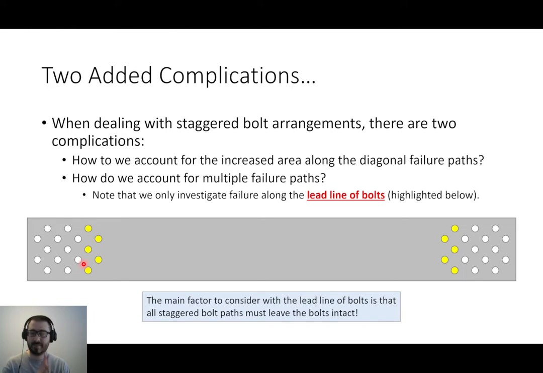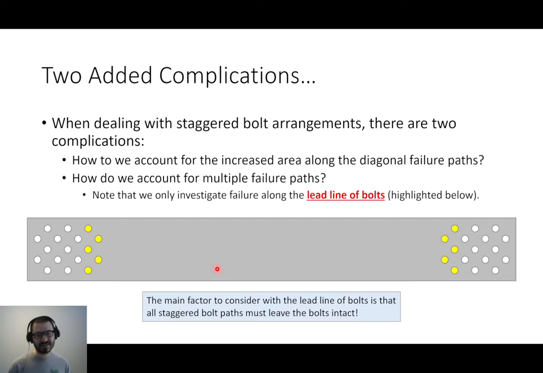What we're going to see both in this lecture and in the example that we're going to do is that for a given tension member, we might have multiple possible failure paths. Now, I want to make sure that we're clear that we only investigate failure in steel design primarily along the lead line of bolts.